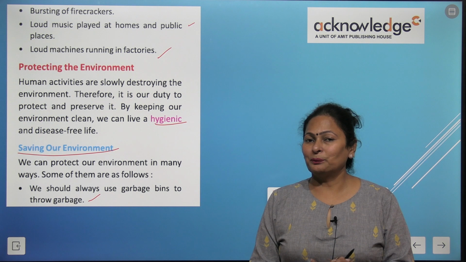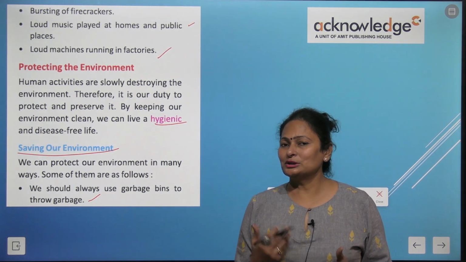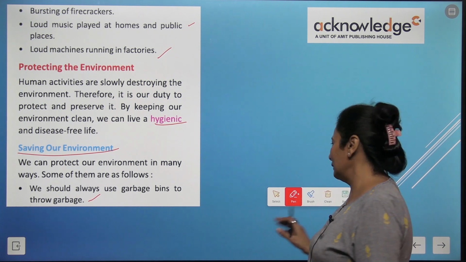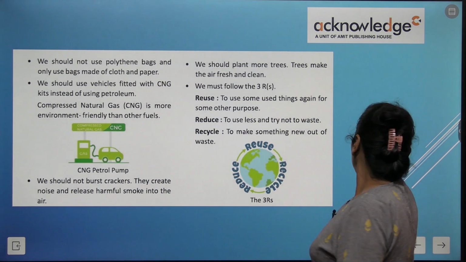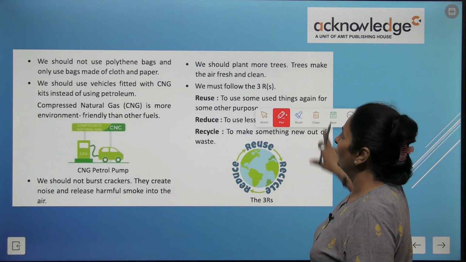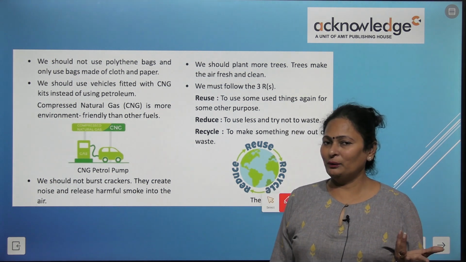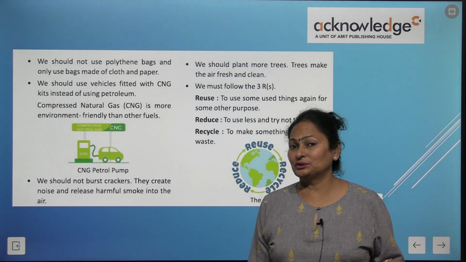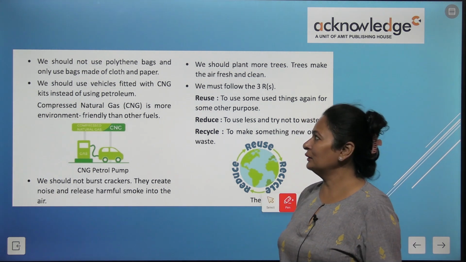Yes, it needs to be covered. Garbage needs to be covered because the rotten garbage also releases some kinds of germs, and that mixes with the air and it can make us ill. We should not use polythene bags. Instead of polythene bags, what we should use? We should use paper bags, jute bags and cloth bags.